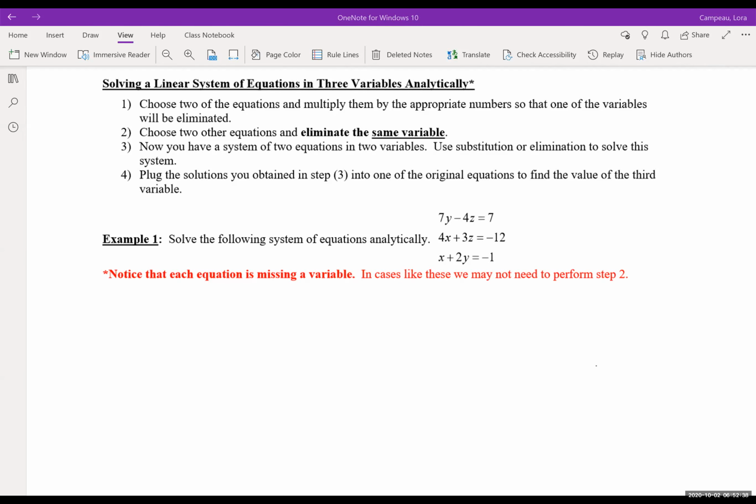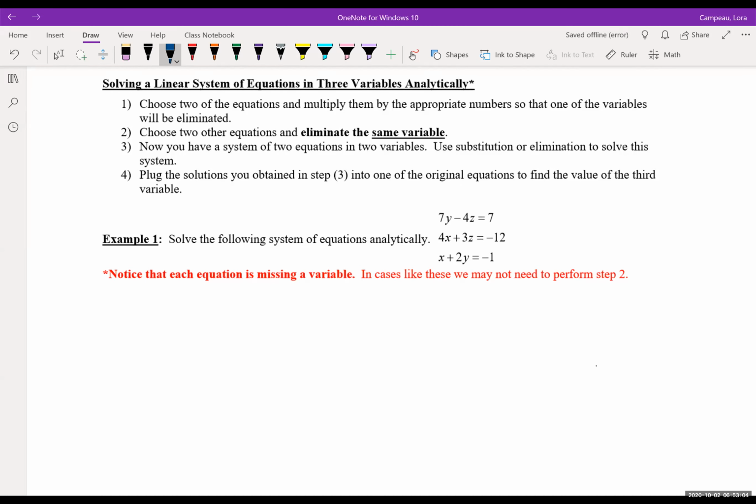Welcome back. We're looking at solving a linear system of equations in 3 variables analytically. And the first example to look at is the case where each equation is missing a variable. We do have a procedure that you may have seen in previous classes, but I'd like to go over it again because we don't always have the same opportunities to practice.